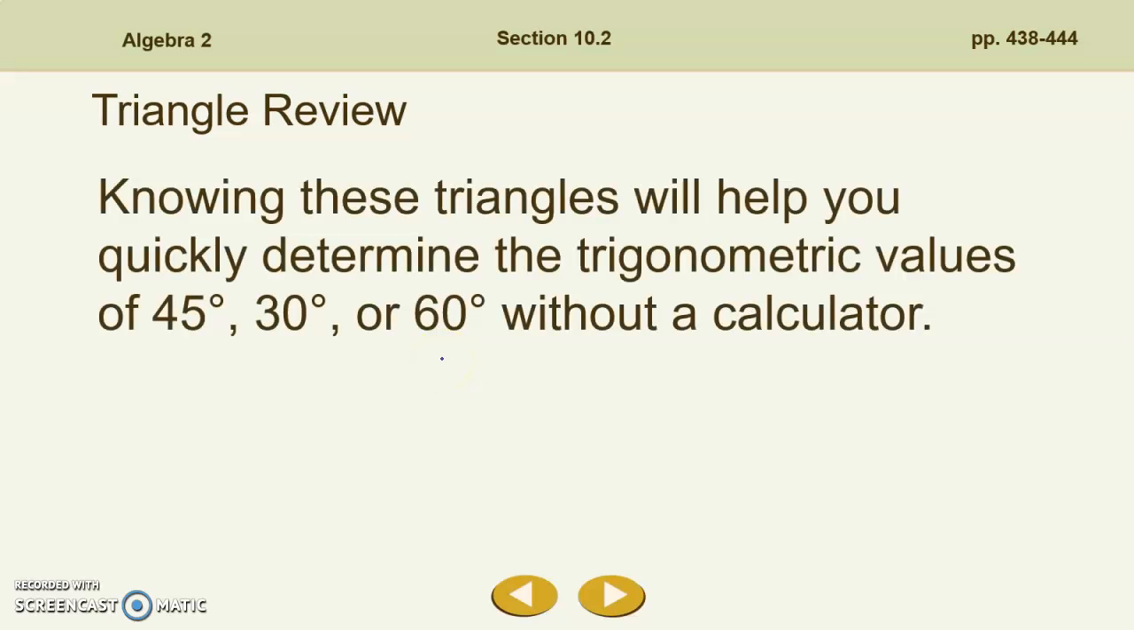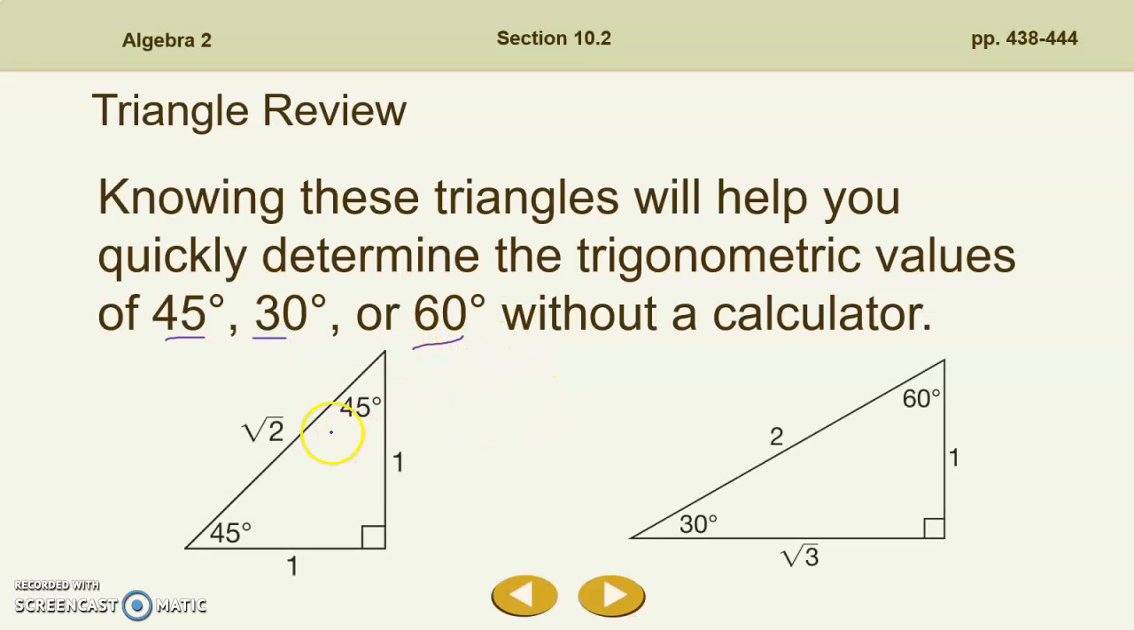All right, so a couple of things. Remember that there are some special triangles. You learned about these in geometry, so hopefully you remember some details about them. But knowing these 2 special triangles will actually help you quickly determine trig values of 45, 30, and 60 degrees without a calculator. In fact, by the end of this year, you will know the trig values of these 3 angles from memory. So we're going to go ahead and take a look at them right now.